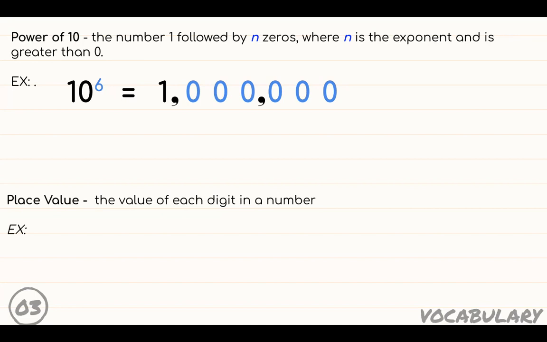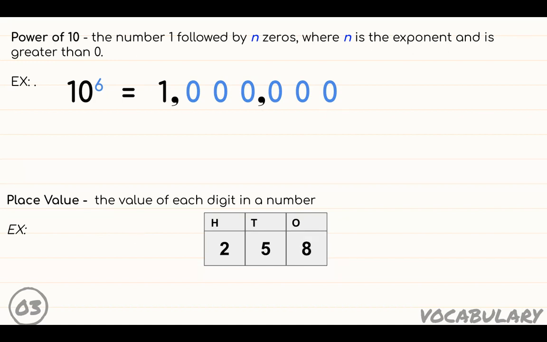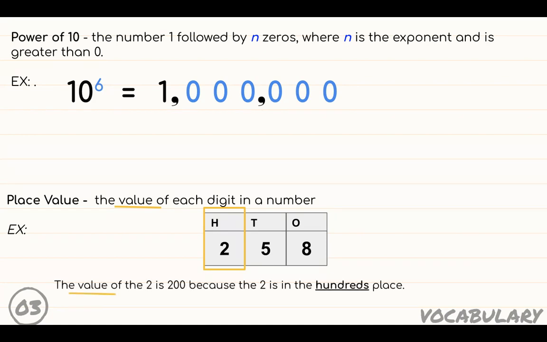The next word is place value, or the value of each digit in a number. For example, 258. If I take this number and put it into a place value chart, the 2 goes in the hundreds place, the 5 goes in the tens place, and the 8 goes in the ones place. Now say I'm asking for the value of the 2. Because I'm asking for the value, I need to look at the place value. Therefore, the value of the 2 is 200 because the 2 is in the hundreds place. Pause this video and take your notes.